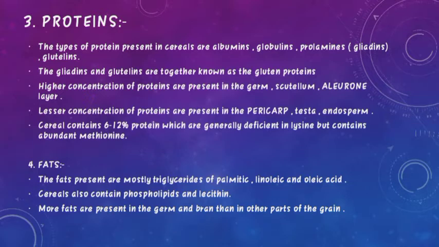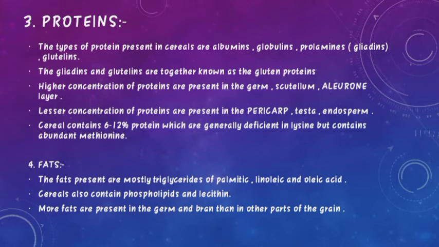We know that we can mix the wheat with water and make chapatis, roti. When we are mixing that, we find that, as compared to wheat, we can't knead rice, because of the elasticity of the gluten proteins. A higher concentration of proteins is present in the germ, scutellum, and aleurone layer. A lesser concentration of proteins is present in the pericarp, testa, and endosperm.